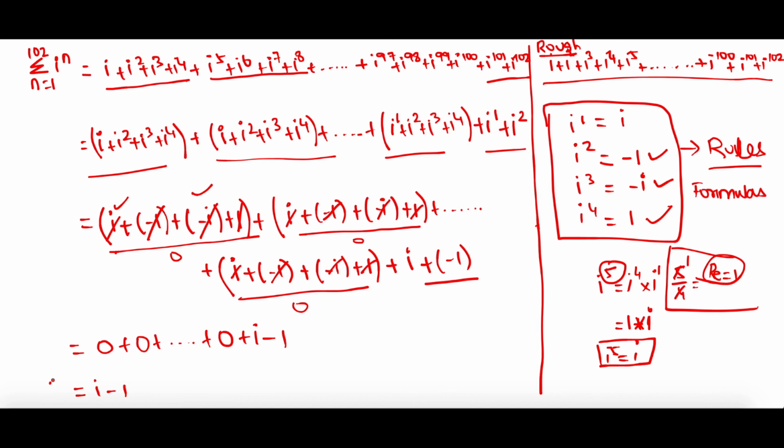So we'll write the question here. The summation of i to the power n, where n goes from 1 to 102, is equal to i minus 1. This is your answer.